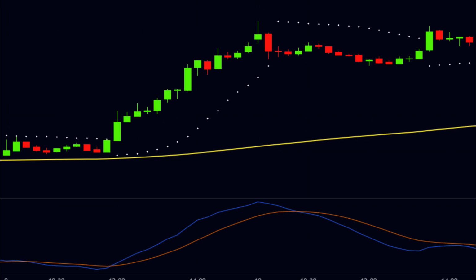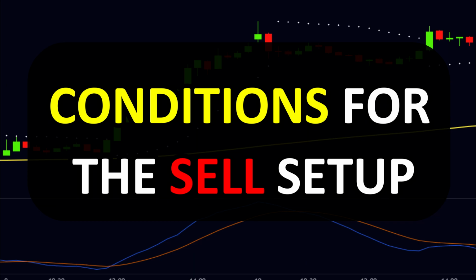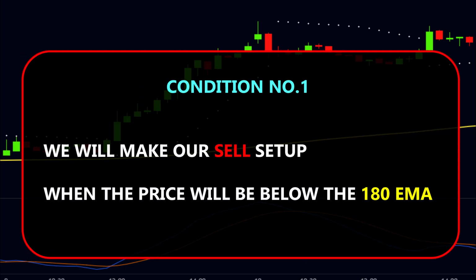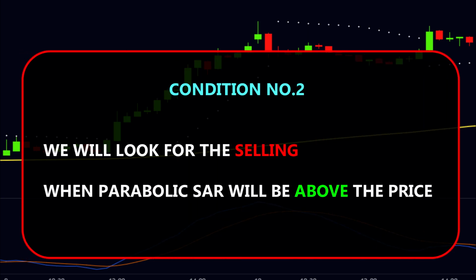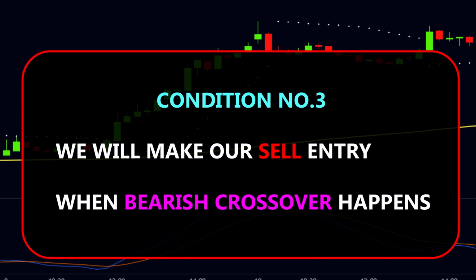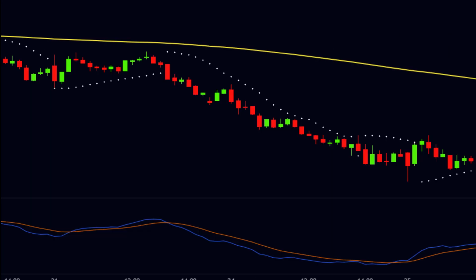Now let us understand the conditions for the sell setup. Condition number 1. We will make our sell setup when the price will be below the 180 EMA. Condition number 2. We will look for the selling when the parabolic SAR will be above the price. Condition number 3. We will make our sell entry when bearish crossover happens. Let us understand with an example.